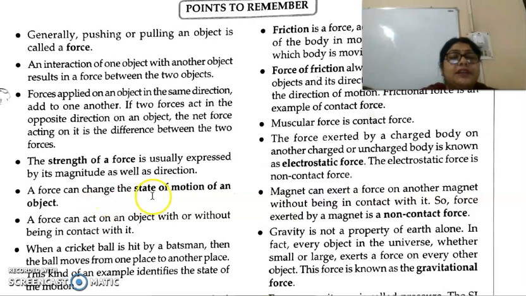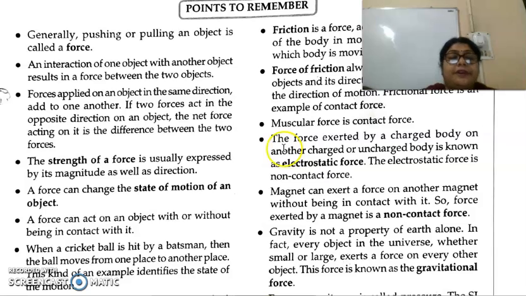A force can change the state of motion of an object. A force can act on an object with or without being in contact with it. That is how we have learned about contact and non-contact forces. When a cricket ball is hit by a batsman, the ball moves from one place to another. So this is an example which identifies the state of motion.